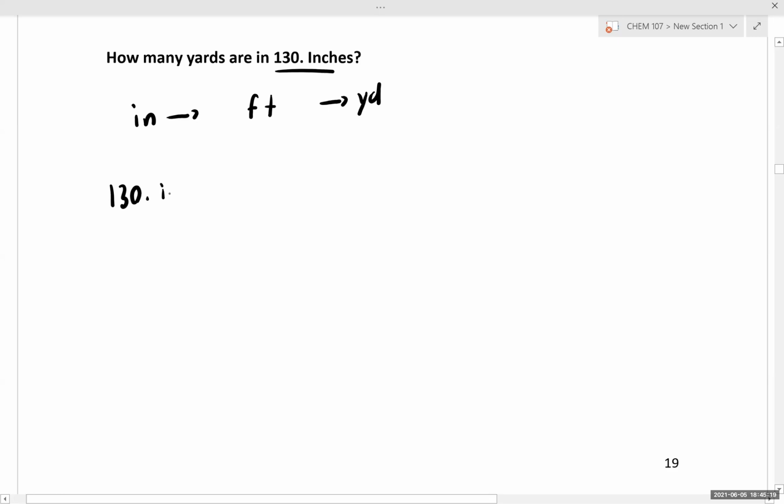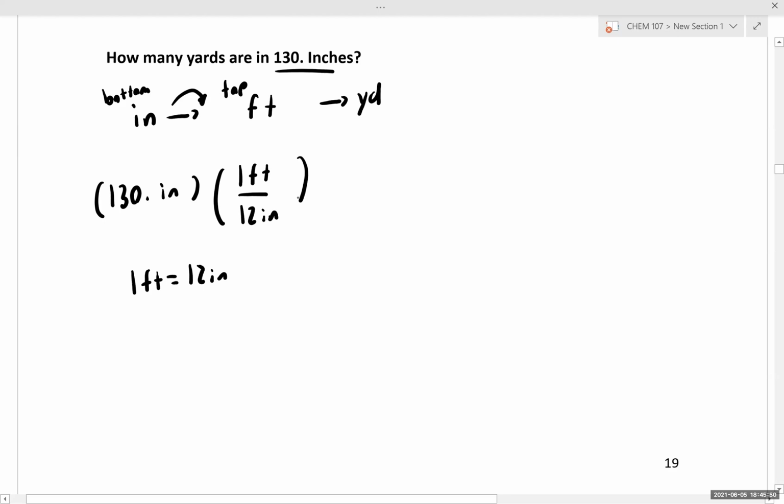So we have 130 inches, and we're trying to convert these starting units of inches to our intermediate unit of feet. In this case, units of feet will be on top, units of inches will be on the bottom, and we know in 1 foot there are 12 inches. Since we're trying to convert to feet, units of feet will be on top, units of inches will be on the bottom.